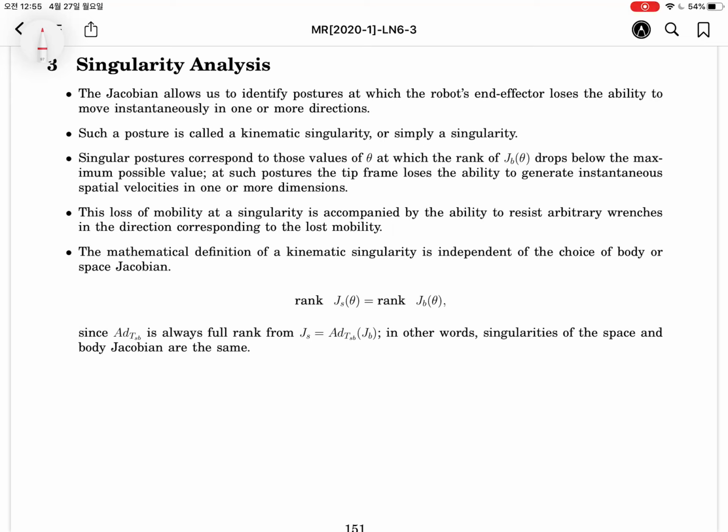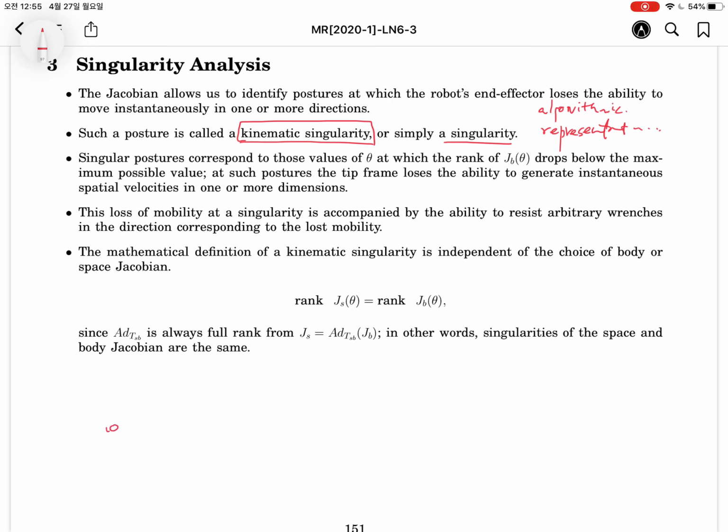Okay, singularity is a very important issue. We have already talked about the kinematic Jacobian in the previous lectures. The kinematic singularity is just called singularity. Actually, there are many singularities, such as the algorithmic singularity and the representation singularity. There are many, but we will talk about just the kinematic singularity in this section.